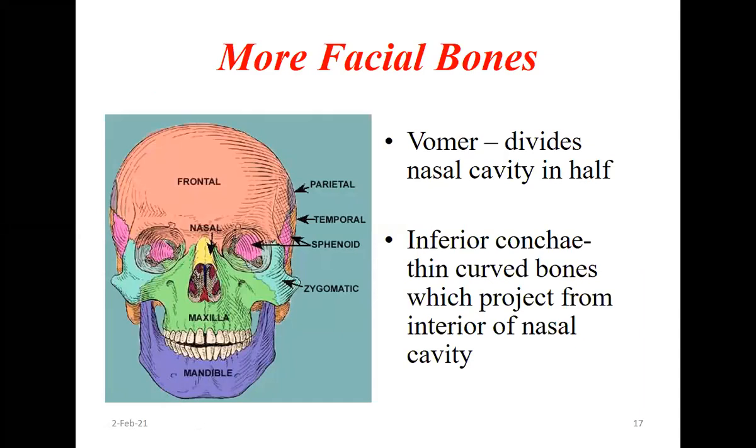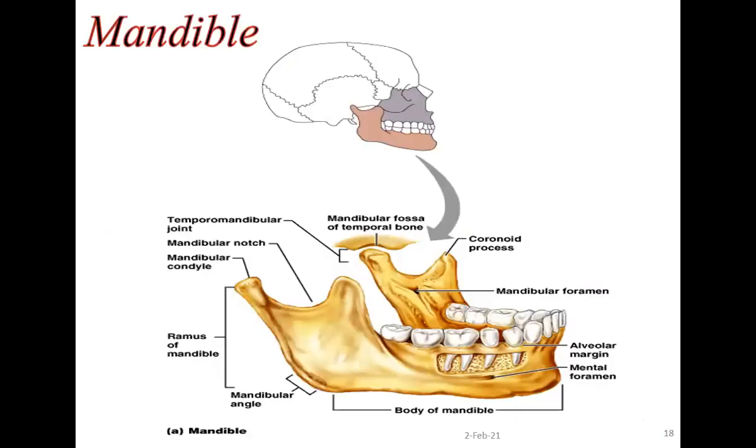Then we have the inferior concha, thin curved bones which project from the interior of the nasal cavity. If you see here, there are small inferior bones within the nasal cavity. These are called the inferior nasal conchae, because they are present in the nose. So these are the bones which will be there in the face.